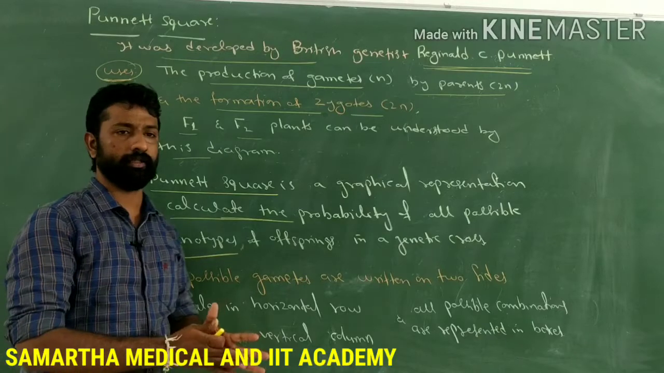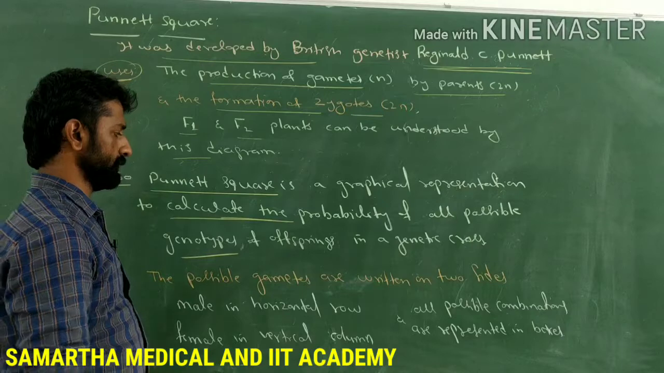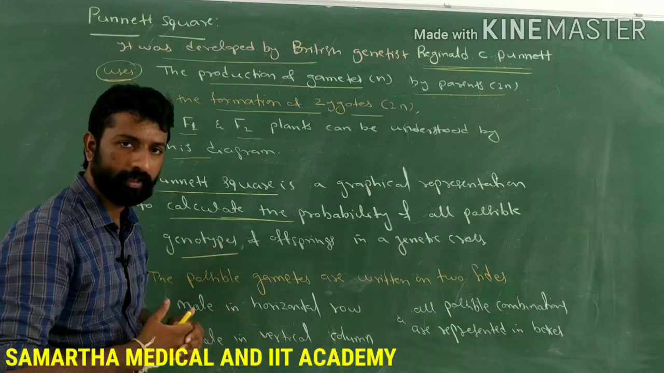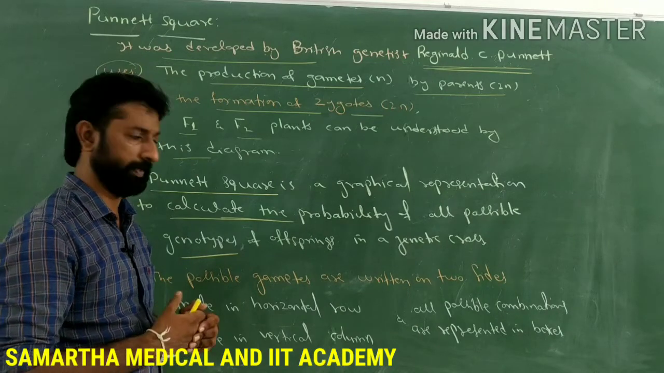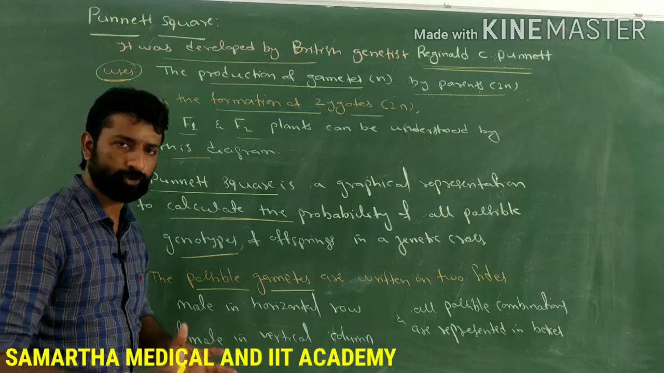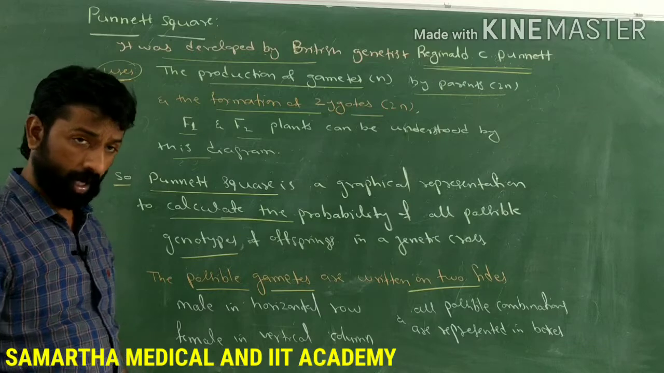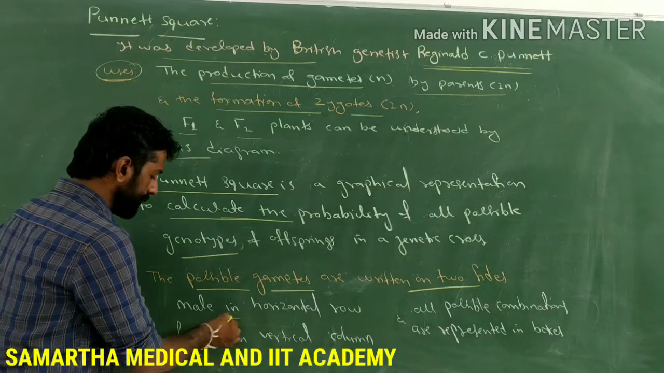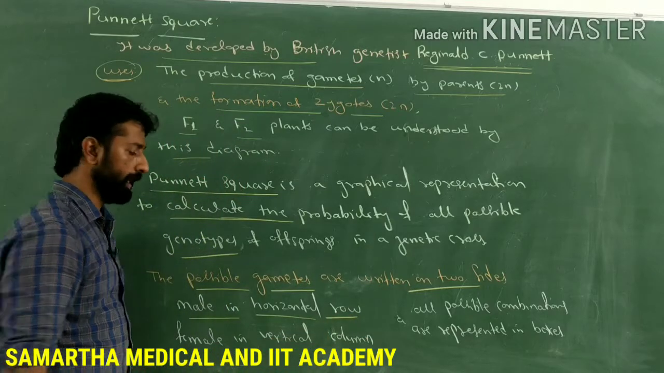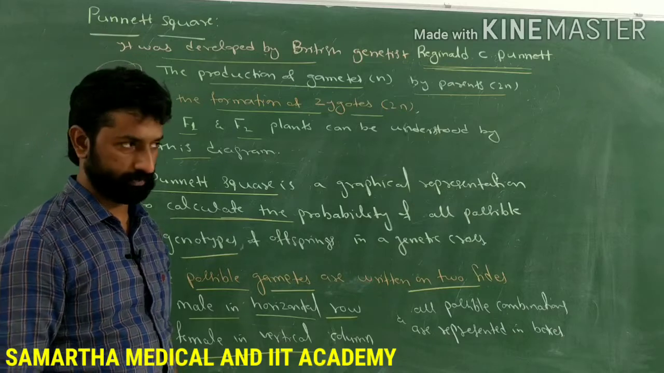So how do we write the gametes in a Punnett square? How do we represent those possibilities in a graphical manner in the form of a Punnett square? The possible gametes used for the genetic cross will be written on two sides. The male gametes will be written in horizontal rows and the female gametes are written in vertical columns.